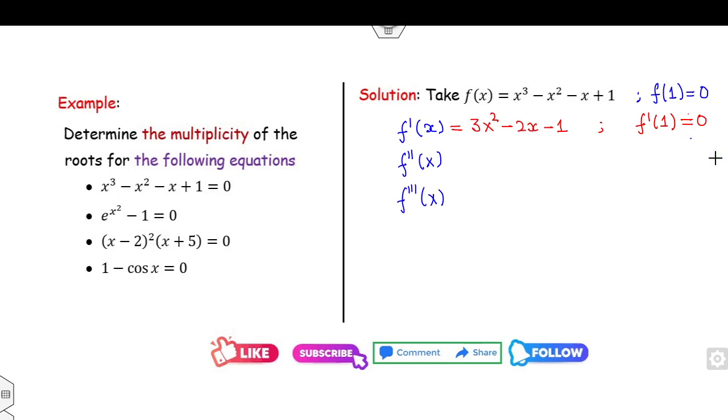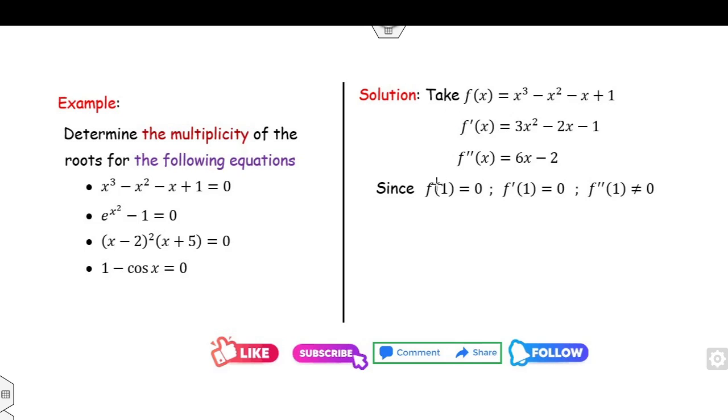Since we didn't get a non-zero value, we can find the second derivative: 6x minus 2. What is the value of f double dash of 1? It is non-zero. Once we get a non-zero value, there is no need to compute the third derivative. Now since f of 1 is 0, f dash is 0 and f double dash is non-zero, what is the meaning of this?